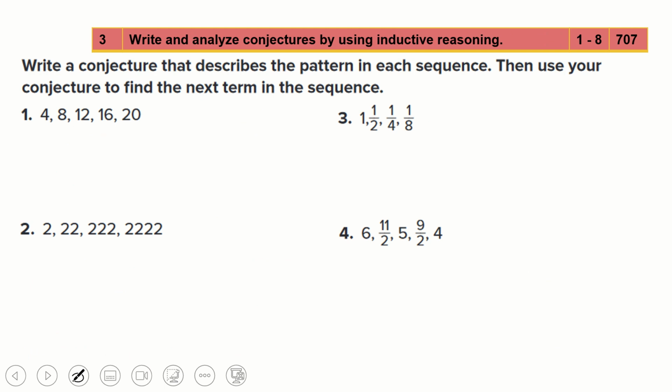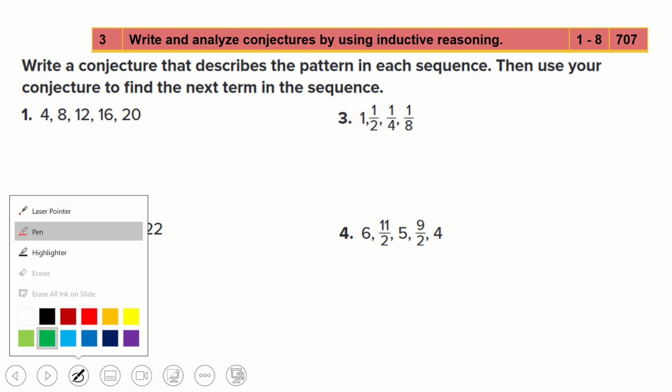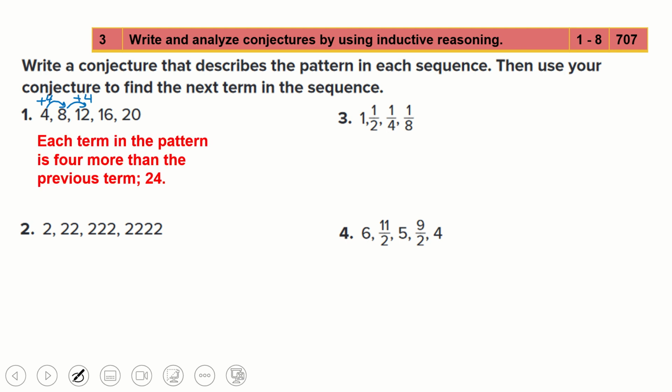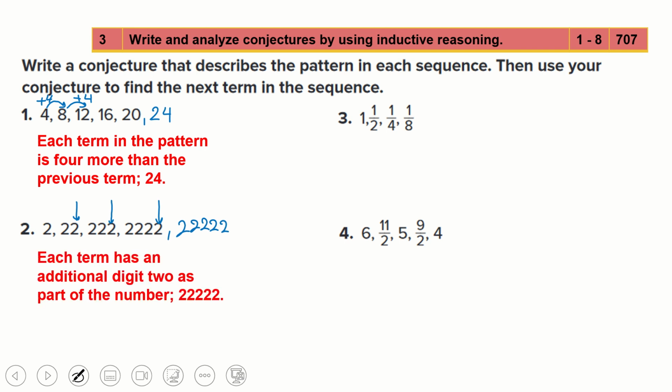Question number 3 says write a conjecture that describes the pattern in each sequence, then use it to find the next term. What's happening here? We're just adding 4, so each term is 4 more than the previous term. The next term will be 24. Question number 2, we are just adding 2 as a digit. So the next term will be 2, 2, 2, 2, and another 2. So each term is having an additional digit of 2 as part of the number.